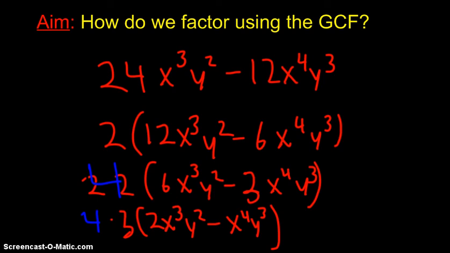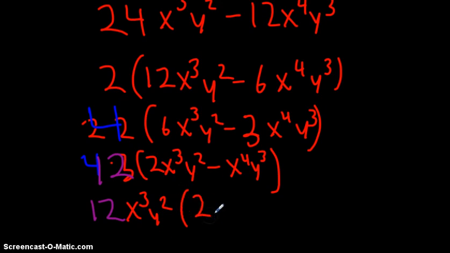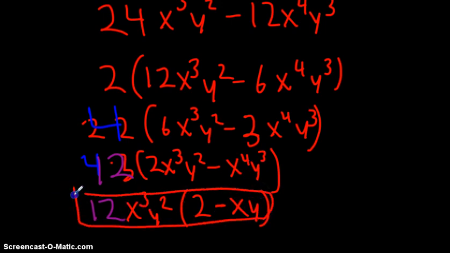You should definitely do this the fastest way you can. That would be 12. These two things together would be 12. So now I notice, oh, I could take out all these x's and y's. So then I would have 12, and I could take out at most 3 x's, at most 2 y's. And that would leave us with 2 minus x, y. So this would be a correctly, completely factored version of 24x to the third, y to the second, minus 12x to the fourth, y to the third.